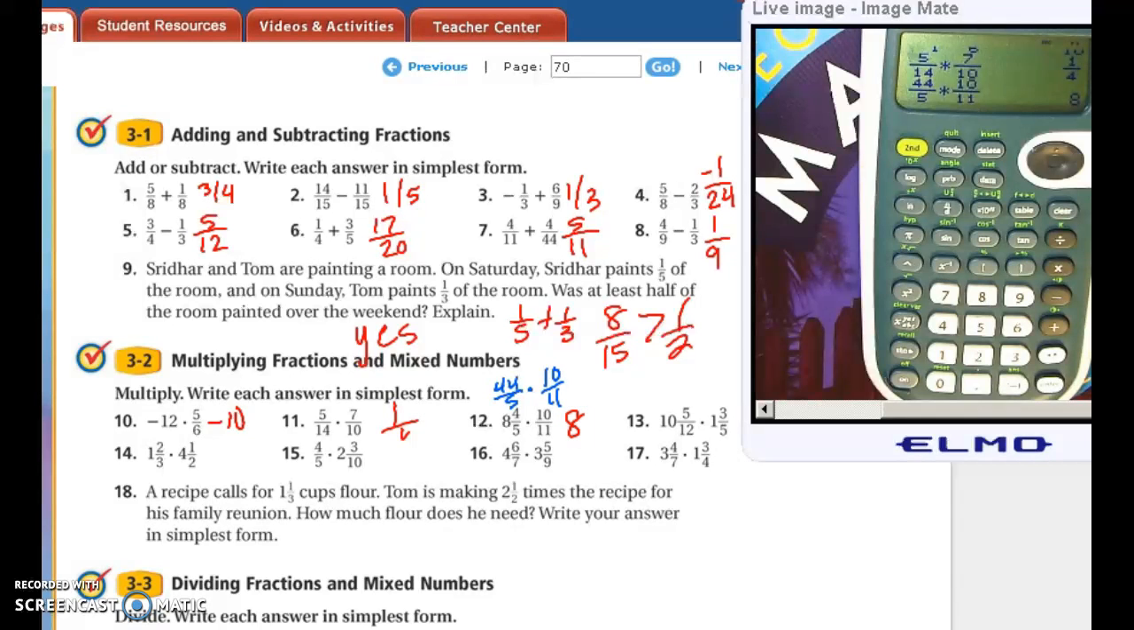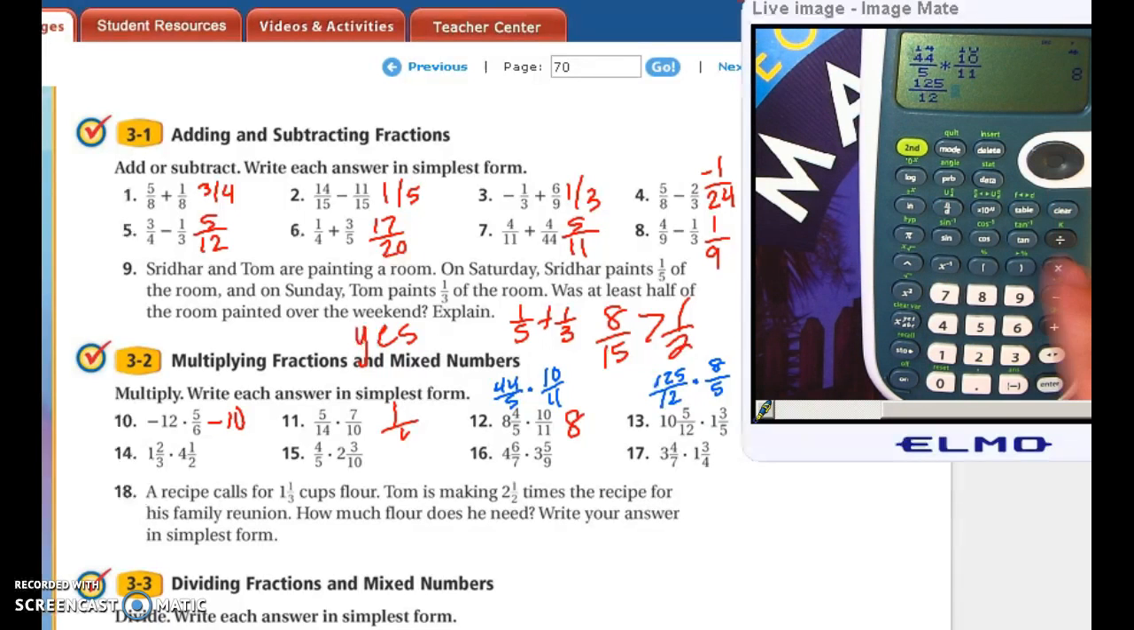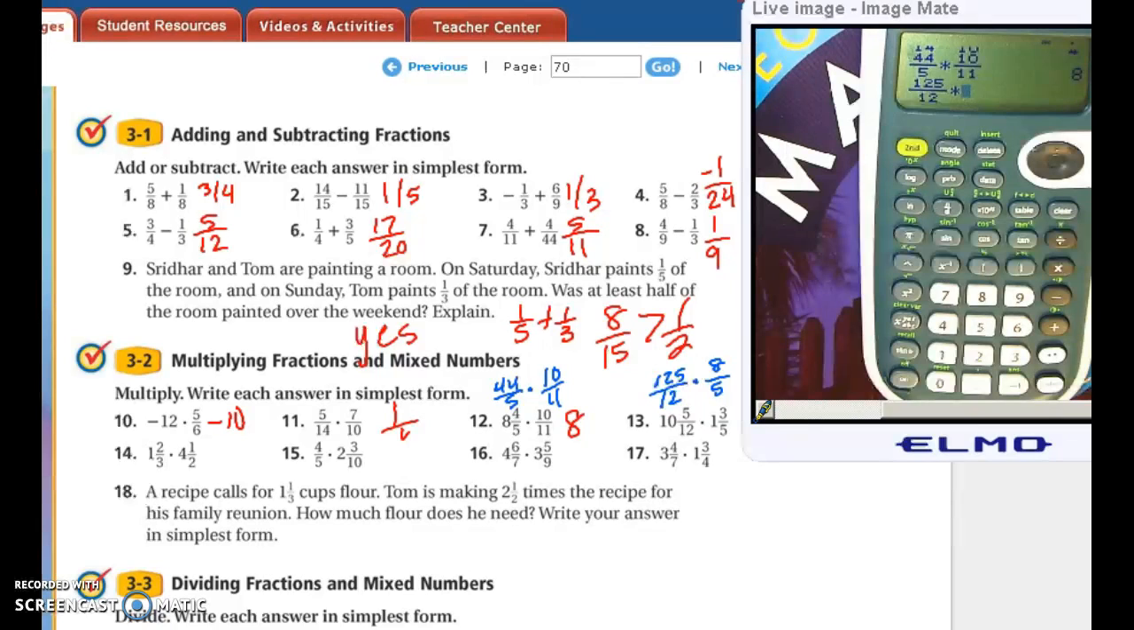On number 13, we're going to do the same thing. 12 times 10 is 120. Plus 5 is 125. Keep your denominator. 5 times 1 is 5, plus 3 is 8. So we're multiplying 125 over 12 times 8 over 5. That gives you 50 over 3.